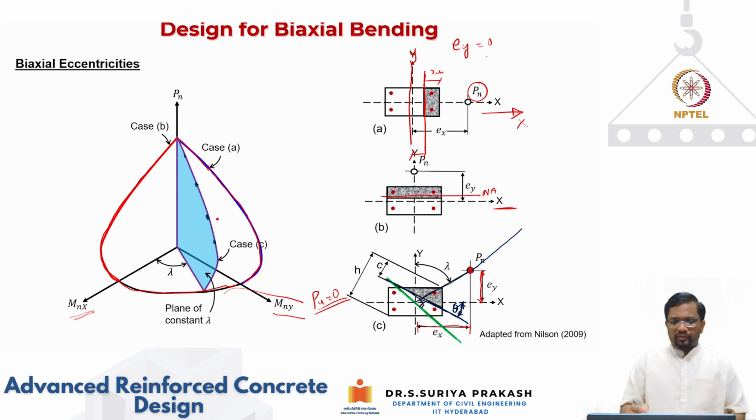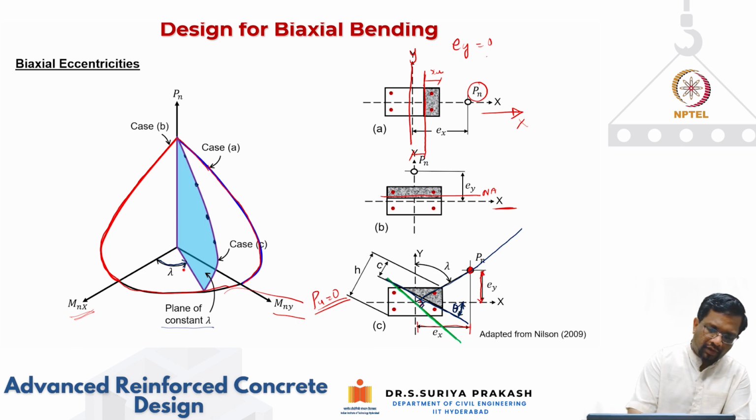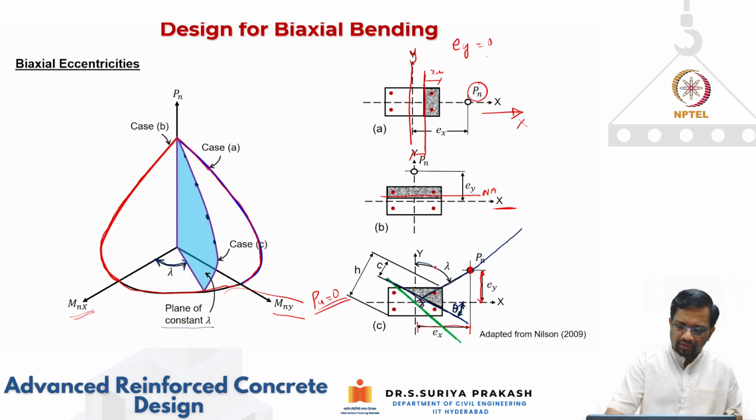If I move along this, for this one particular case, we can call this a plane of constant lambda, and lambda is at an angle with respect to your y-axis, because Mnx is the bending moment about the x-axis, where the eccentricity is going to be Ex. That is the reason the angle lambda is making an angle like this. With respect to this, this would be your lambda.